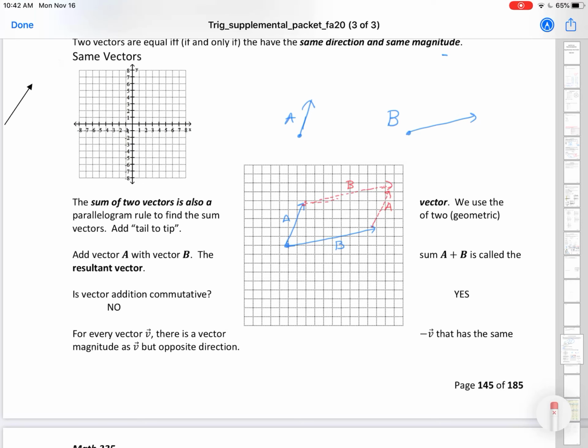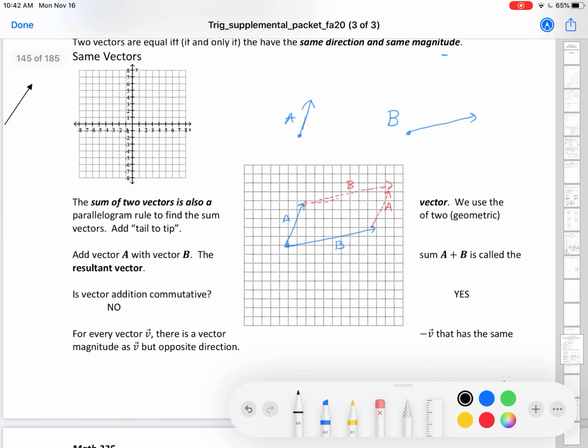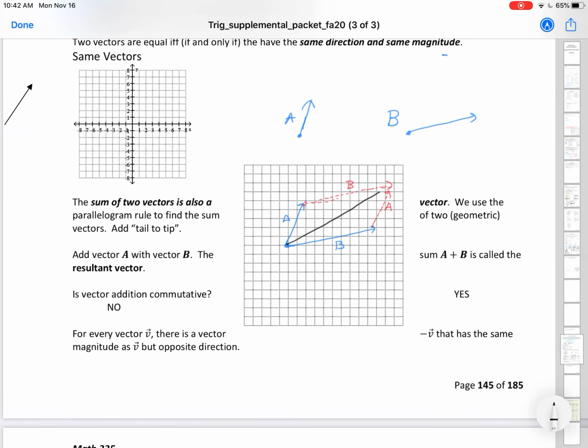When you do, let me come in here and I'll use this black color. This black vector that goes across the diagonal is the resultant vector A plus B that they're talking about. Now, it would not have mattered if I put B on first and then put A on. So they're asking, is vector addition commutative?